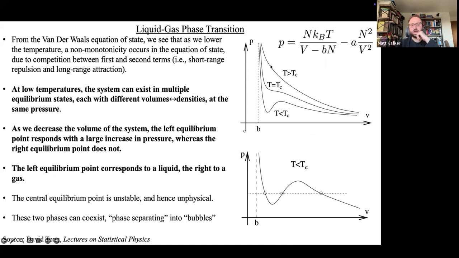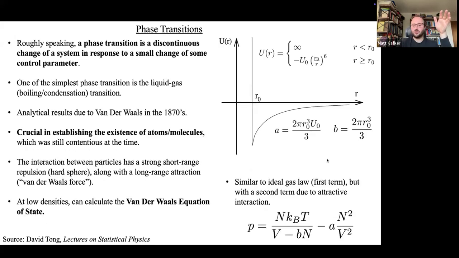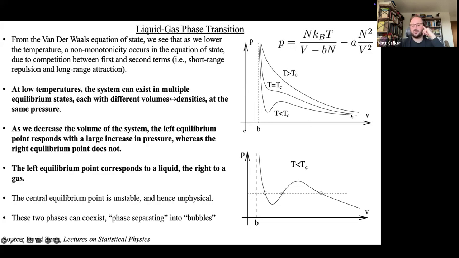And what we can see is we can look at the pressure versus the volume as we lower the temperature of the system. As the temperature gets low enough, below some critical value, there's a non-monotonicity that occurs in this curve, which can be understood as a competition between the first term, which relates to how the particles are pushing away from one another in this hardcore interaction, and the second term, which is an attractive interaction. These two terms become similar in magnitude if the temperature is low enough, so you get some competition between them.